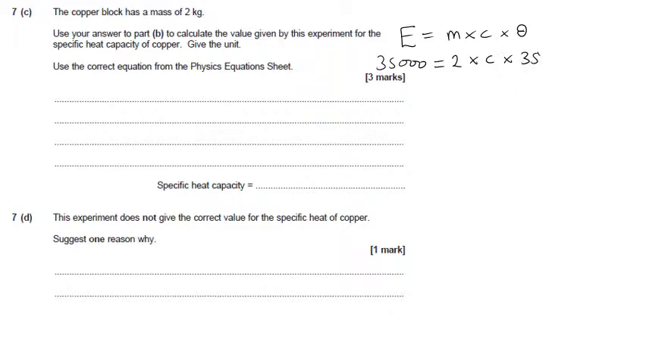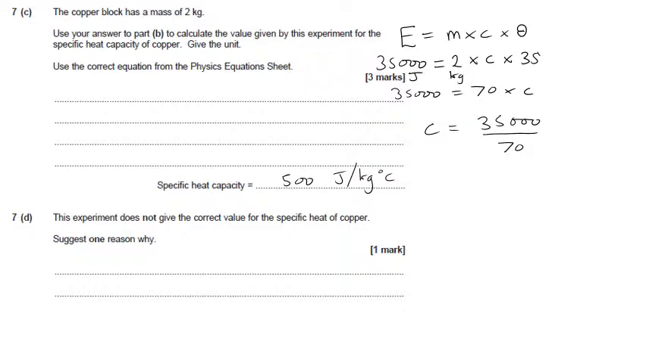degrees. If I write this out fully, I have 35,000 is equal to 2 times 35 is 70 times C, and I can calculate the specific heat capacity by dividing each side by 70, so 35,000 divided by 70, which gives me a specific heat capacity equal to 500, and the unit of specific heat capacity is joules per kilogram degree C. And again, I could work that out because, looking at this side of the equation, the units are joules, kilogram degrees C, I've divided joules by kilogram degrees C.